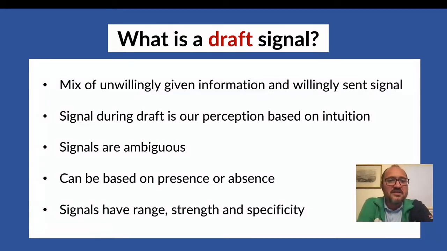Now, second thing is that signal during draft is our perception based on intuition most of the time because we don't have time to look at the data during the draft, especially when it's on paper. So it's purely based on our perception. And of course, that brings problems because our perception is not perfect. We make mistakes in our perceptions. That's why eyewitnesses are not a very reliable source of information. And our intuition might be wrong. We might evaluate things differently than the rest of the table. And based on that, we might read into something that is not a signal.